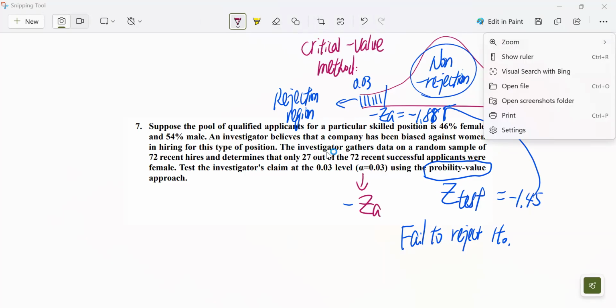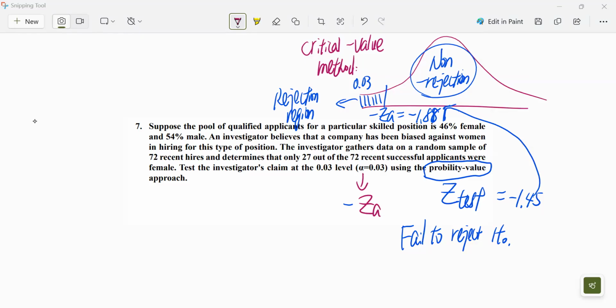Yep. And then the critical z-score comes from alpha, the significance level. Alpha is the area in the tail, depending on which tail we are working with. In this case, how can we tell it's the left tail? Because the H1 determines the tail. Not equal to is two-tailed.